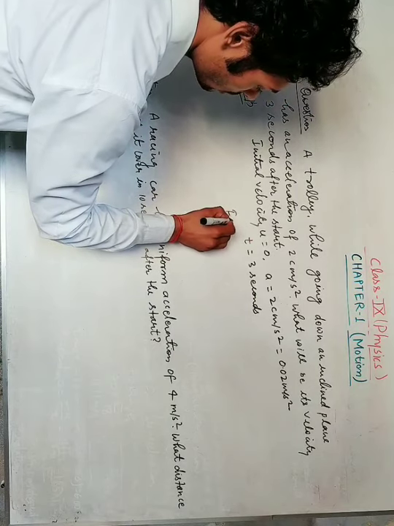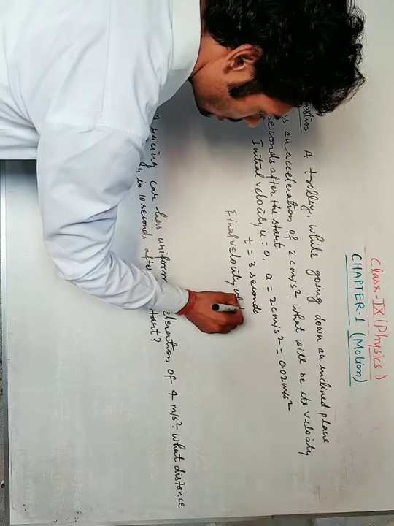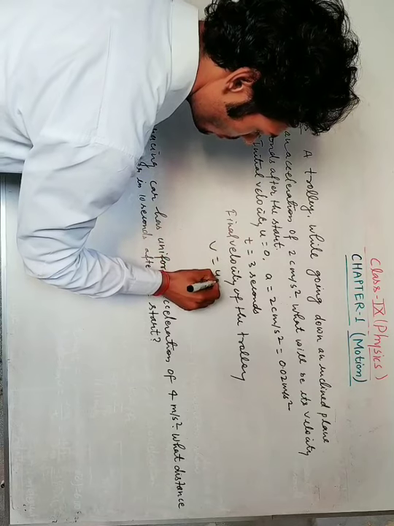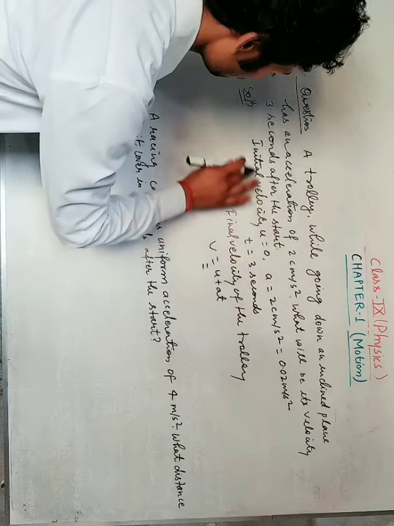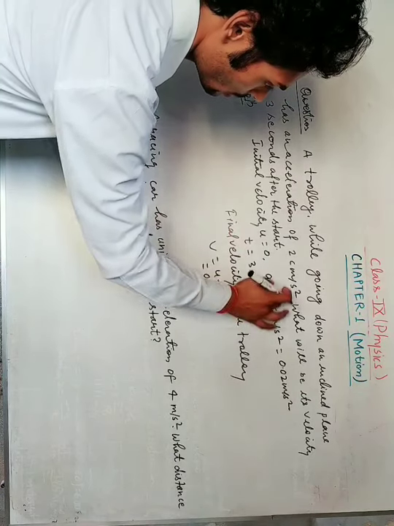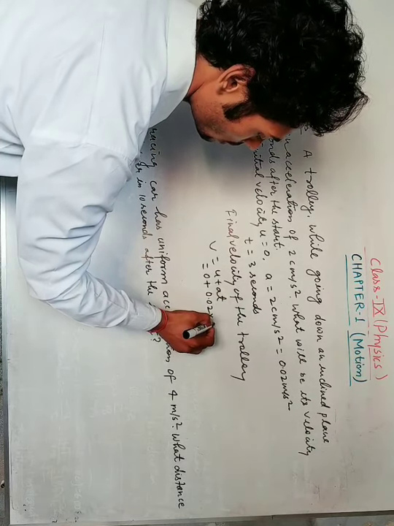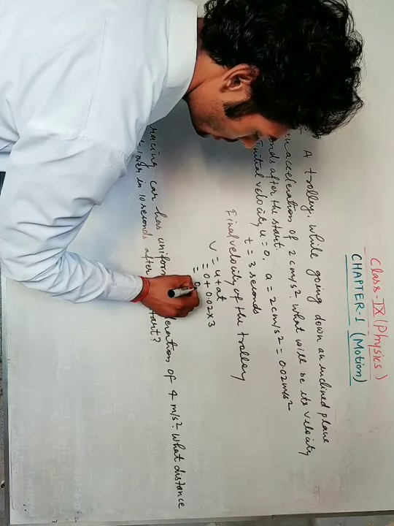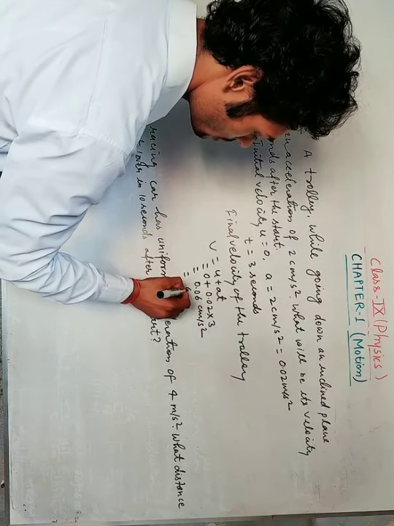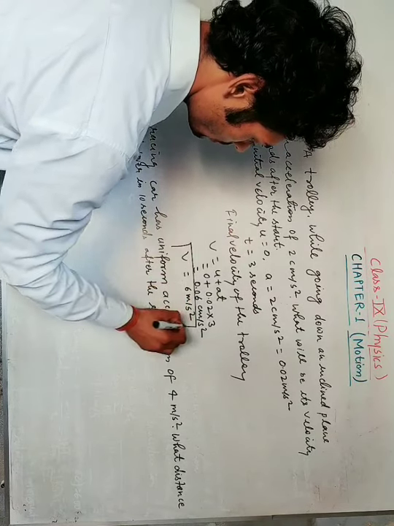Then final velocity of the trolley, v equals u plus at, so v equals 0 plus 0.02 into t, which is 3, equals 0.06 meter per second. Final velocity equals 0.06 meter per second.